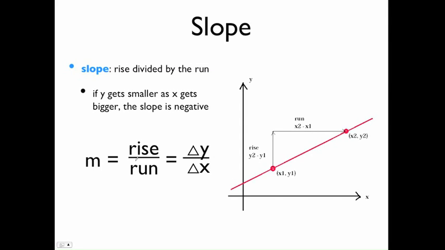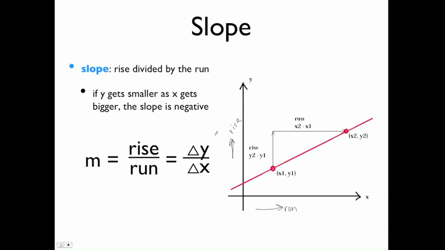Okay, in this video we're going to talk about calculating slope. The slope is the rise divided by the run. Okay, the rise is this way, and your run is this way. Okay, and you've probably done this in math. You have your change in y over your change in x.